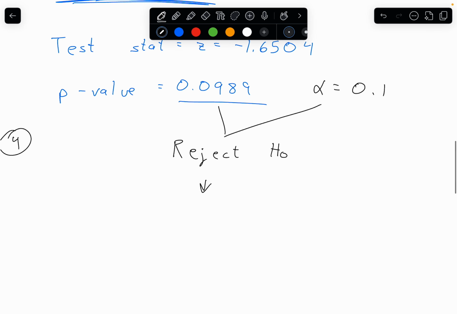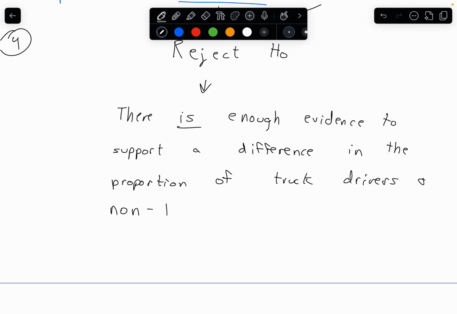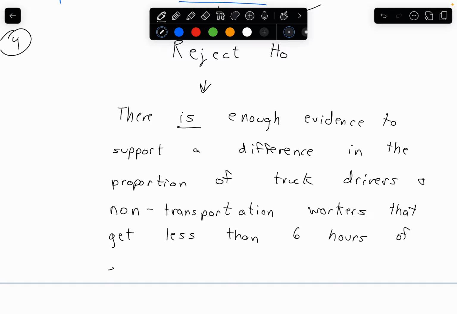So we're going to try and summarize that as best we can. There is enough evidence to support a difference in the proportion of truck drivers and non-transportation workers that get less than 6 hours of sleep. Less than 6 hours of sleep per day.